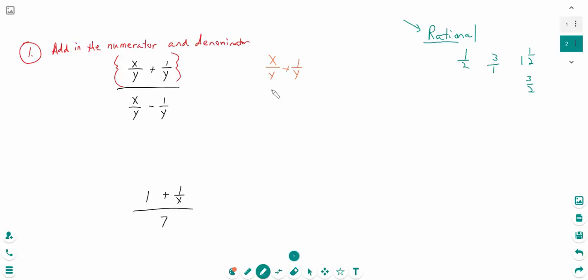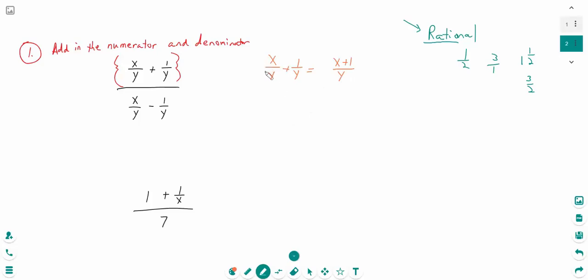This one actually works out really nice because the denominators are common. And remember, in order to add fractions, we need common denominators. So in this case, it works out really nicely because we have common denominators. So we can go ahead and add the numerator, which in this case I can't really get a number for, but I can say that it's x plus 1, over the common denominator, which is y.